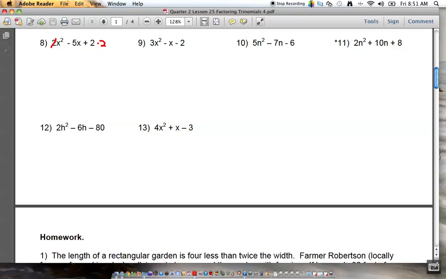I'm going to multiply there, and I'm going to write the new problem on the board. X squared minus 5x plus 4. Now, factor that. That should be very easy.